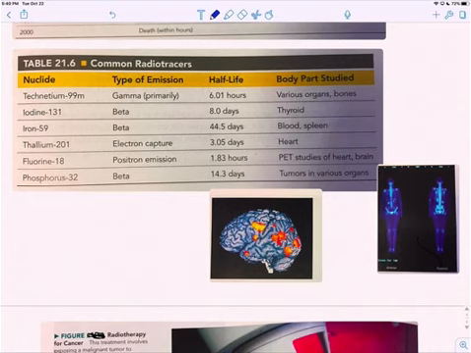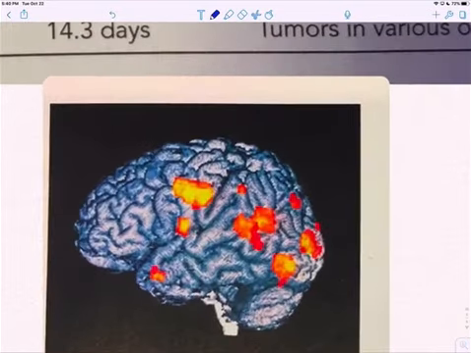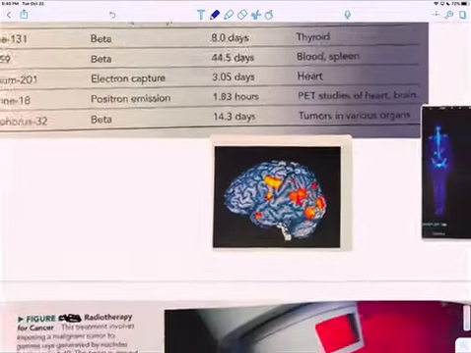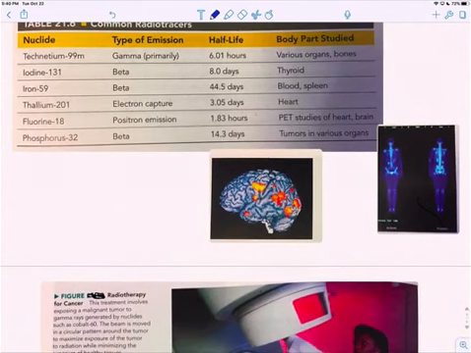Other things: iron can be used to look at your blood, thallium for the heart, and fluorine-18. This is for PET scans, so the positron emission, I mentioned the positrons. So you can do this there. Here's an example of a PET scan image. It shows where there's higher activity in the brain, and they can use this to diagnose various conditions. And then phosphorus-32 for looking at tumors and various things.